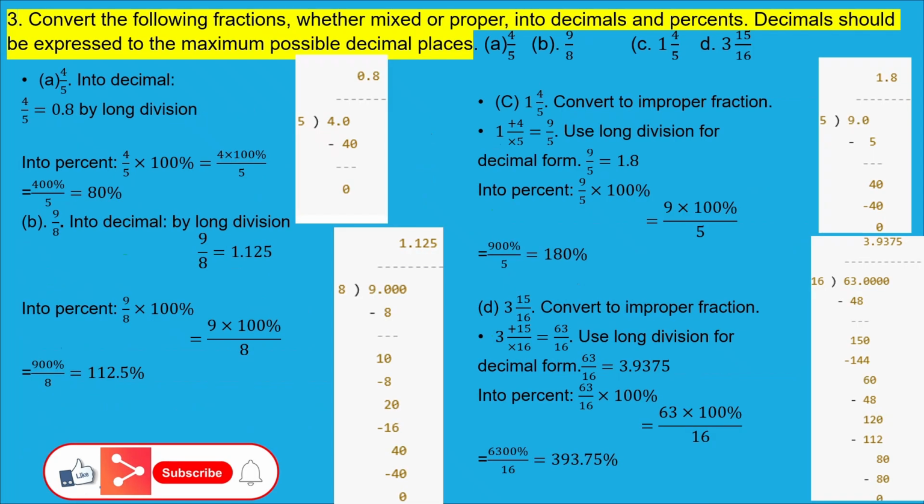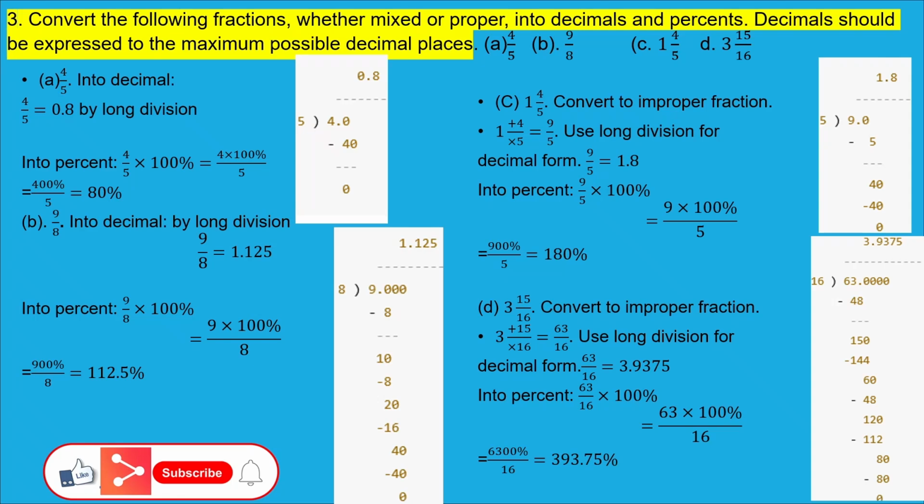Part into decimals and percents. 4/5, use long division and you get 0.8 as shown in the corresponding picture. Into percent, you multiply by 100%, and that makes it 400/5. Divide by 5 by 5, you get 80%.